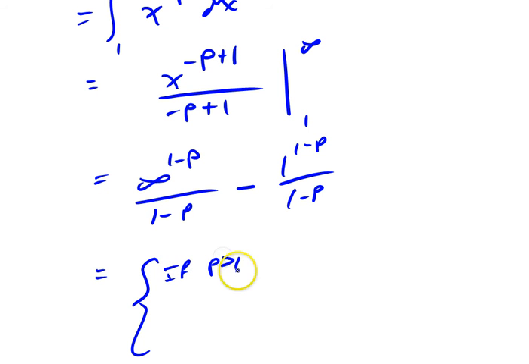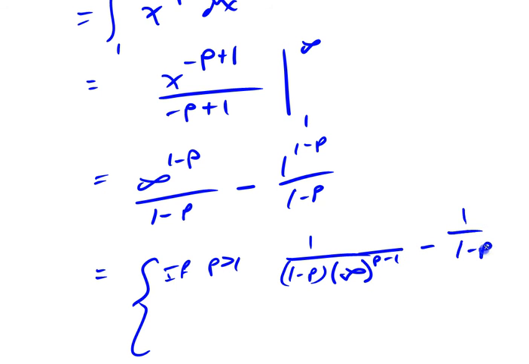If p is bigger than 1, then 1 minus p is negative. Like p equal to 2 or something like that, and 1 minus p would be negative. Then this thing looks like that, infinity ends up in the denominator. So there's a 1 over 1 minus p in the denominator, but there's also an infinity to the p minus 1 power. I changed the sign as I put it down there, where p minus 1 is actually positive, and we're still subtracting this 1 over 1 minus p.